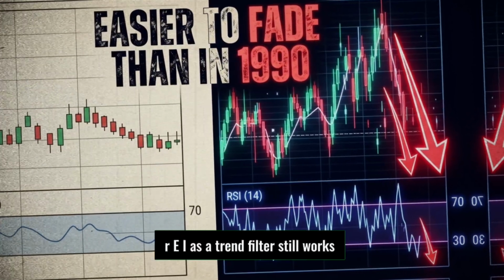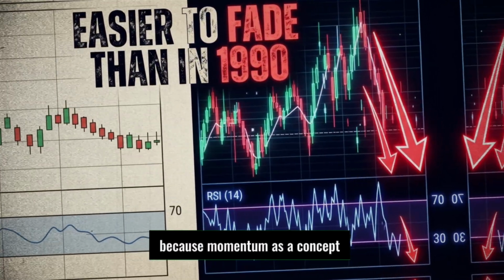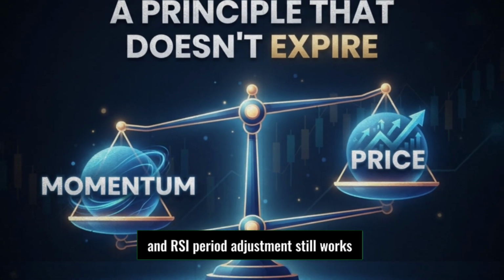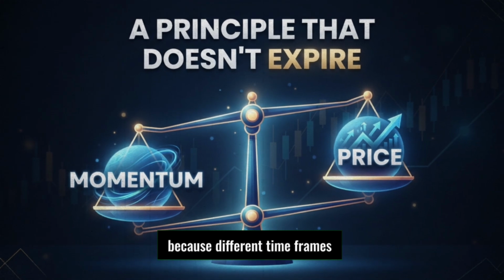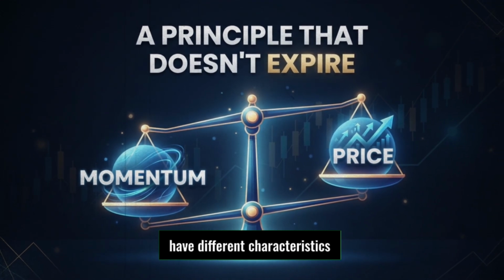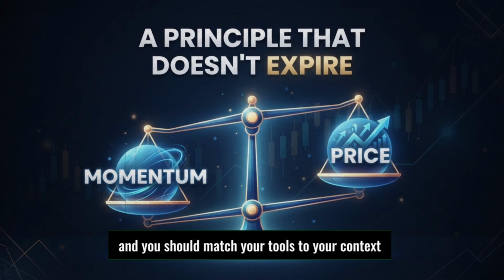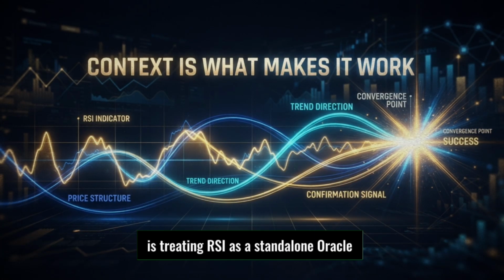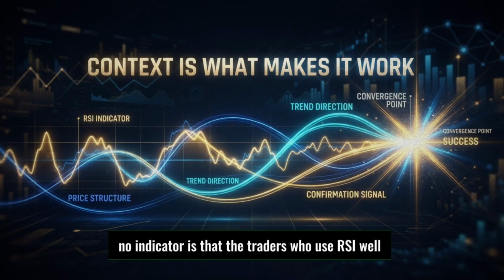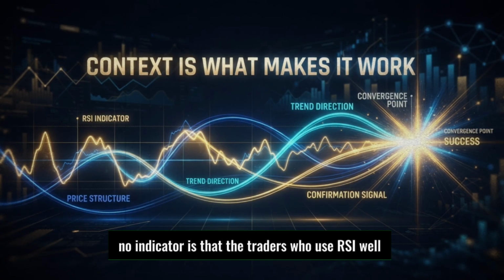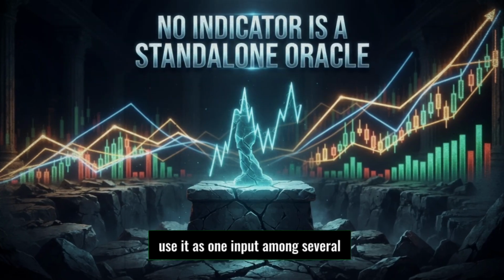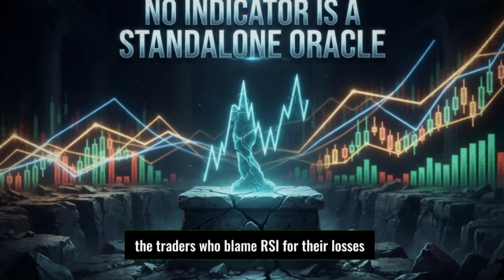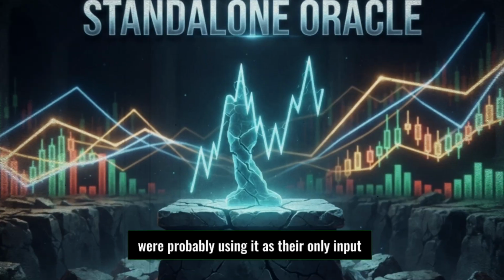RSI as a trend filter still works because momentum as a concept is fundamental to how markets move. And RSI period adjustment still works because different time frames have different characteristics and you should match your tools to your context. What doesn't work is treating RSI as a standalone oracle. No indicator is that. The traders who use RSI well use it as one input among several. The traders who blame RSI for their losses were probably using it as their only input.